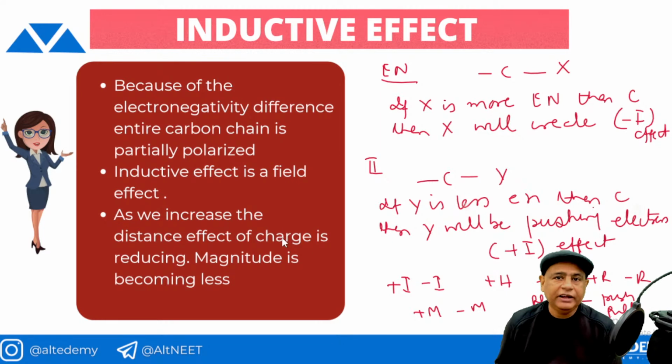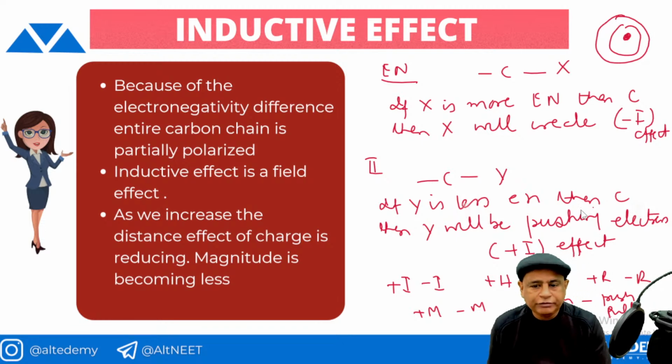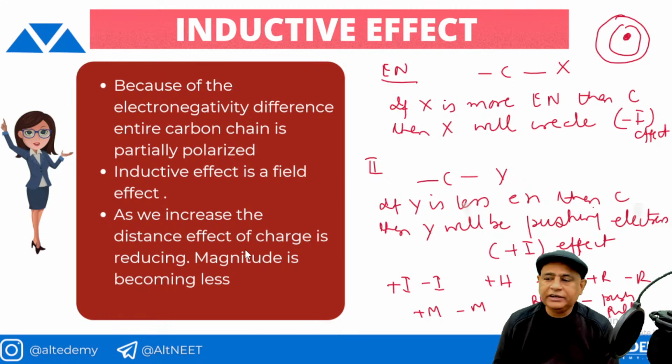Inductive effect is a field effect. What do we mean by field effect? Suppose you are taking a charge here and imagine various spheres at different distances from this charge. As the distance increases, what happens? As the distance increases, the intensity of this charge gets reduced. So as we increase the distance, the effect of the charge is reducing, the magnitude is becoming less. And that is why inductive effect is a distance dependent effect. Right? Okay.